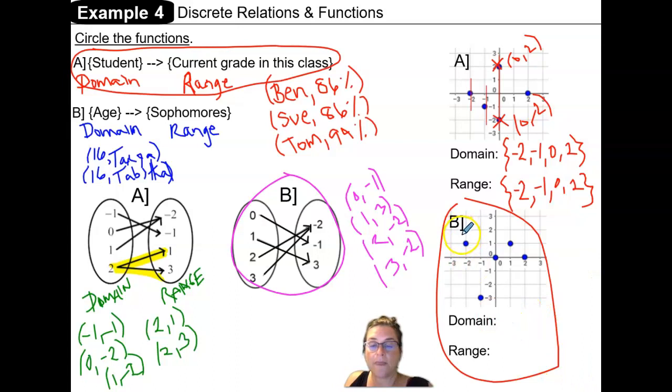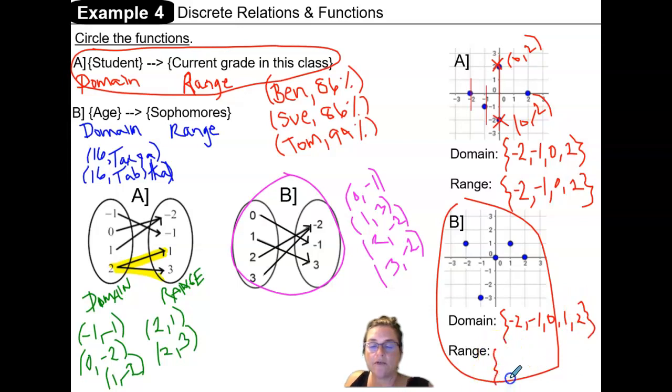Okay, in the scatter plot B, my domain is lowest x value is -2. Then I have another here at -1. Then 0, +1, +2. And then I close my curly brace.